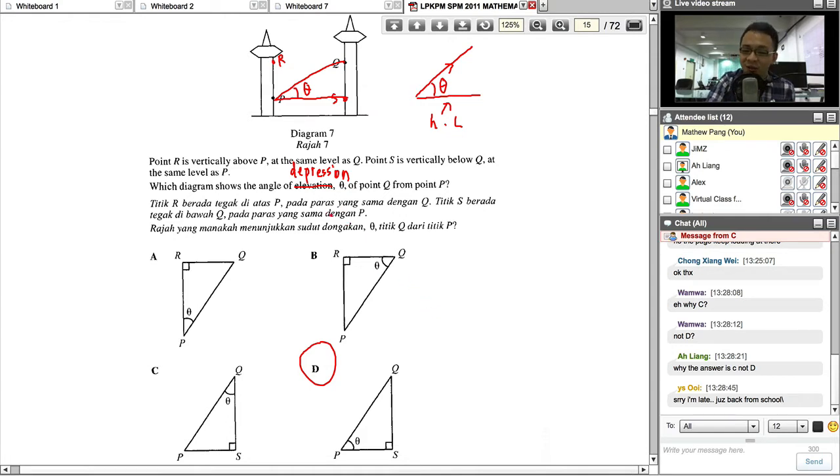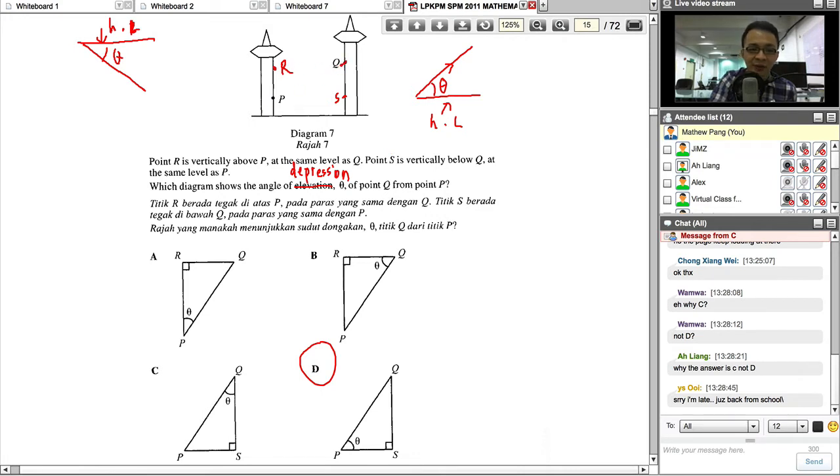Okay, let's continue. If you say depression, I'm going to show you what depression is. So depression must be something like this. It must have a horizontal line, and then you look down. We call it depression. So the horizontal line is very important in this chapter. The horizontal line is L, sorry. So first, I have a P, I have the R here and S here, isn't it? Now if I change the question to depression of Q from P, it means from Q he looks at P.